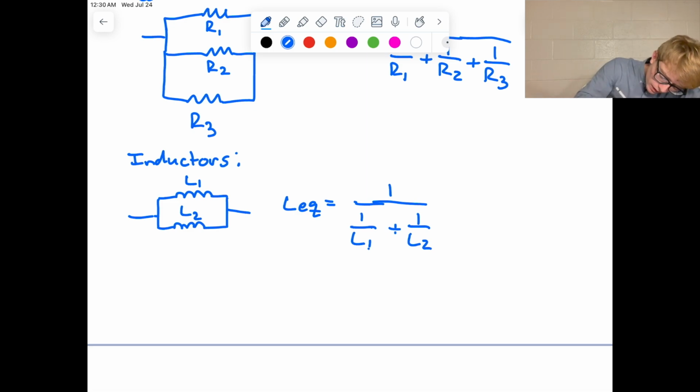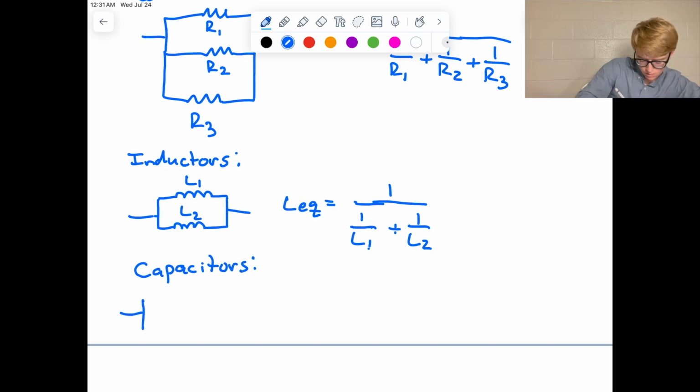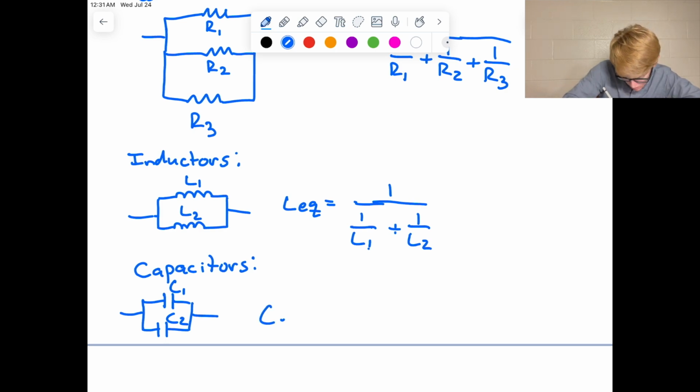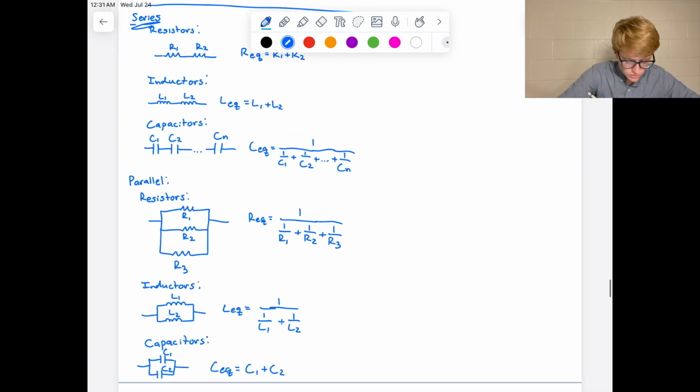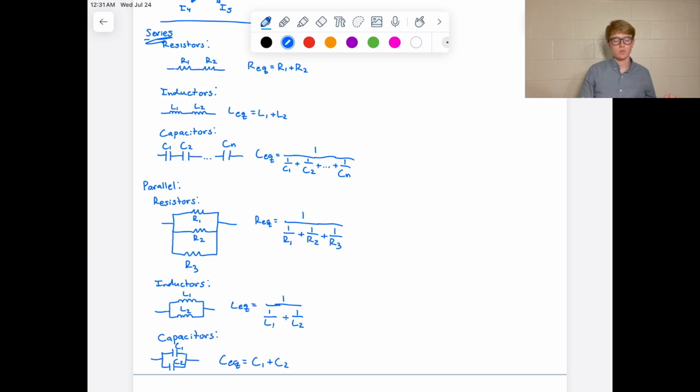And capacitors, to finish it off, are actually easy this time. So capacitors in parallel, C1, C2. So C equivalent is just C1 plus C2. And then if you add more in parallel, then you just add the rest of those, okay? So hopefully that clears that up. That's what these different components do in series versus parallel.